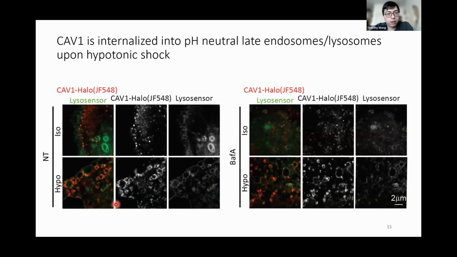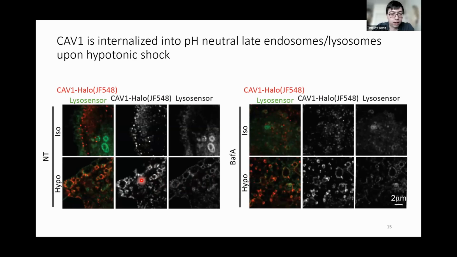Then we tried to understand what's happening to these lysosomes under hypotonic shock. This is live cell confocal microscopy. We expressed CAV1-Halo, as well as used the LysoSensor probe. LysoSensor will be highly fluorescent in acidic conditions, and it's able to label lysosomes, which you can see here under isotonic conditions. Upon hypotonic shock, we were seeing CAV1 forming those spherical structures, and this was also labeled for the LysoSensor.